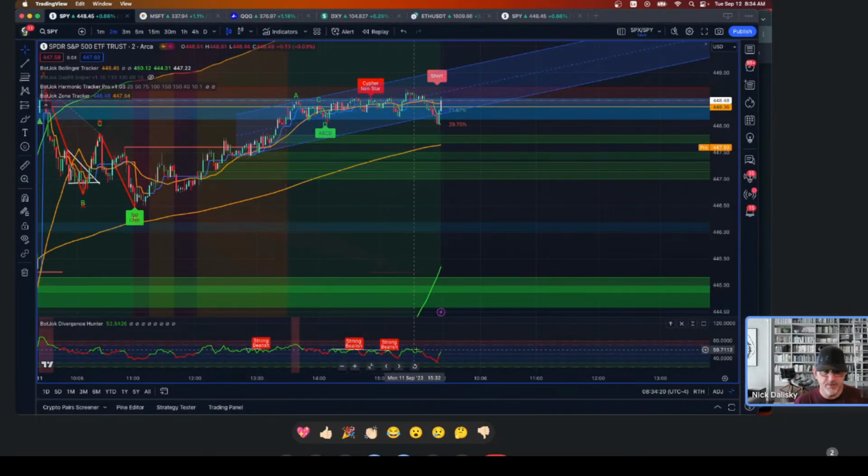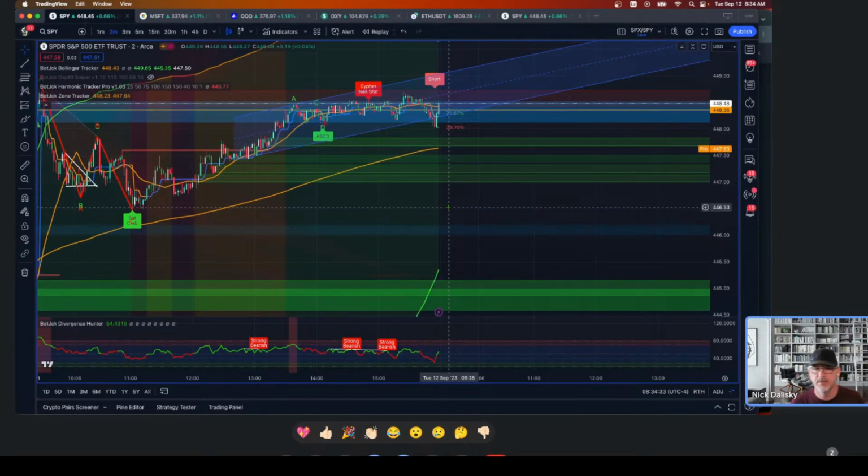There was some bearish divergence right here. You can see towards the end of the market. So that all pointed to the fact that we were going to have a little bit of a fall. We'll see if it holds, right? We have an hour before markets open. We might get a little bit of a bounce. So we'll see how that holds out on the SPY.